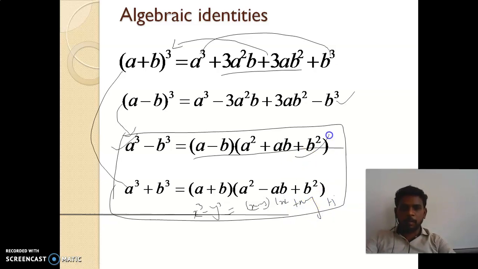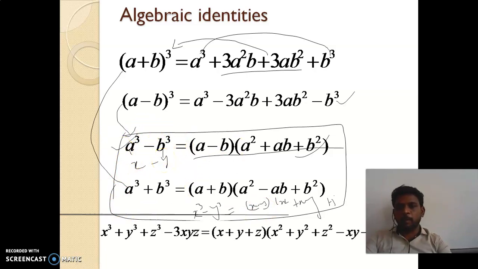Okay, so in this formula, instead of a put x and instead of b put y, you will get that expression. We have verified already in the last class itself. So these are the two important formulas, and today we are going to see how to factorize the sums in the type of these two formulas.